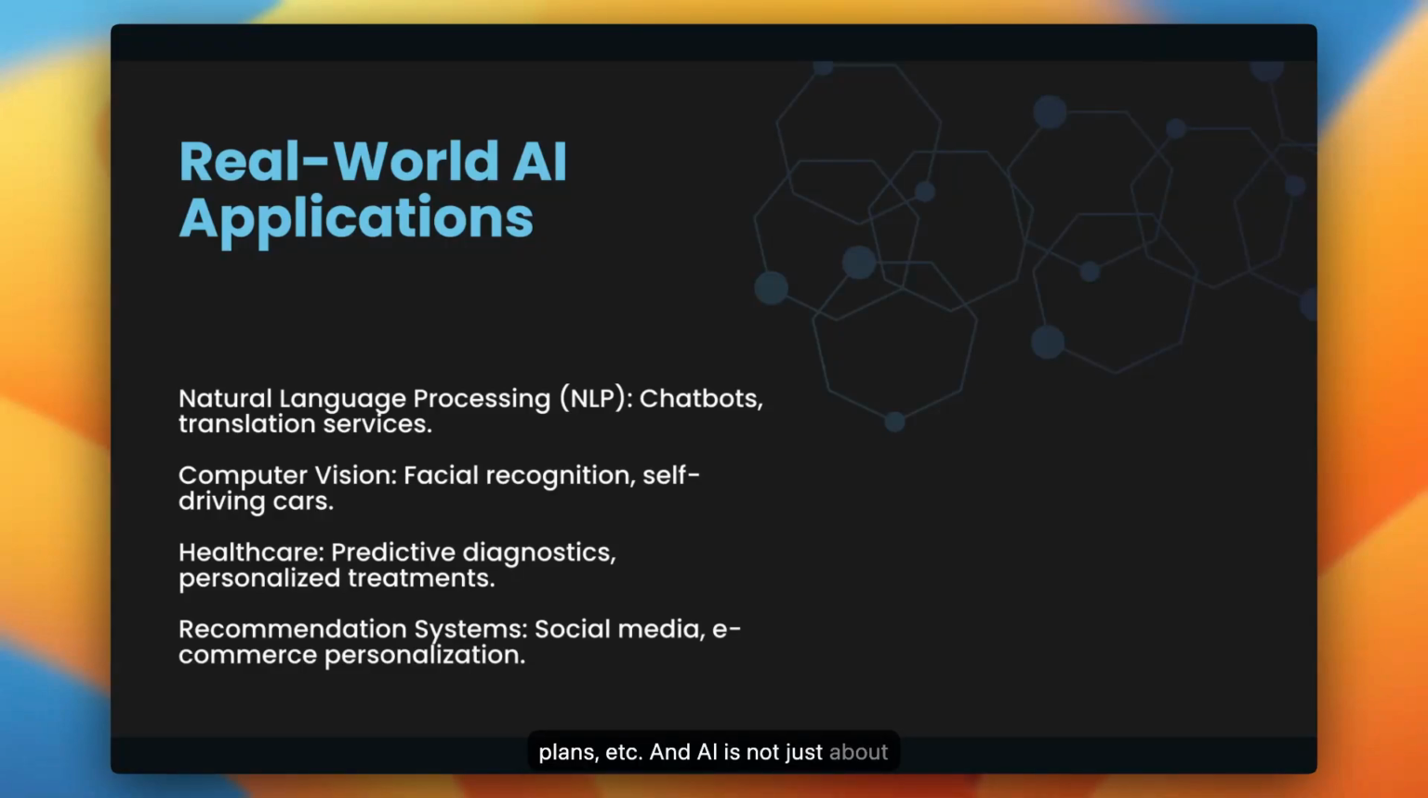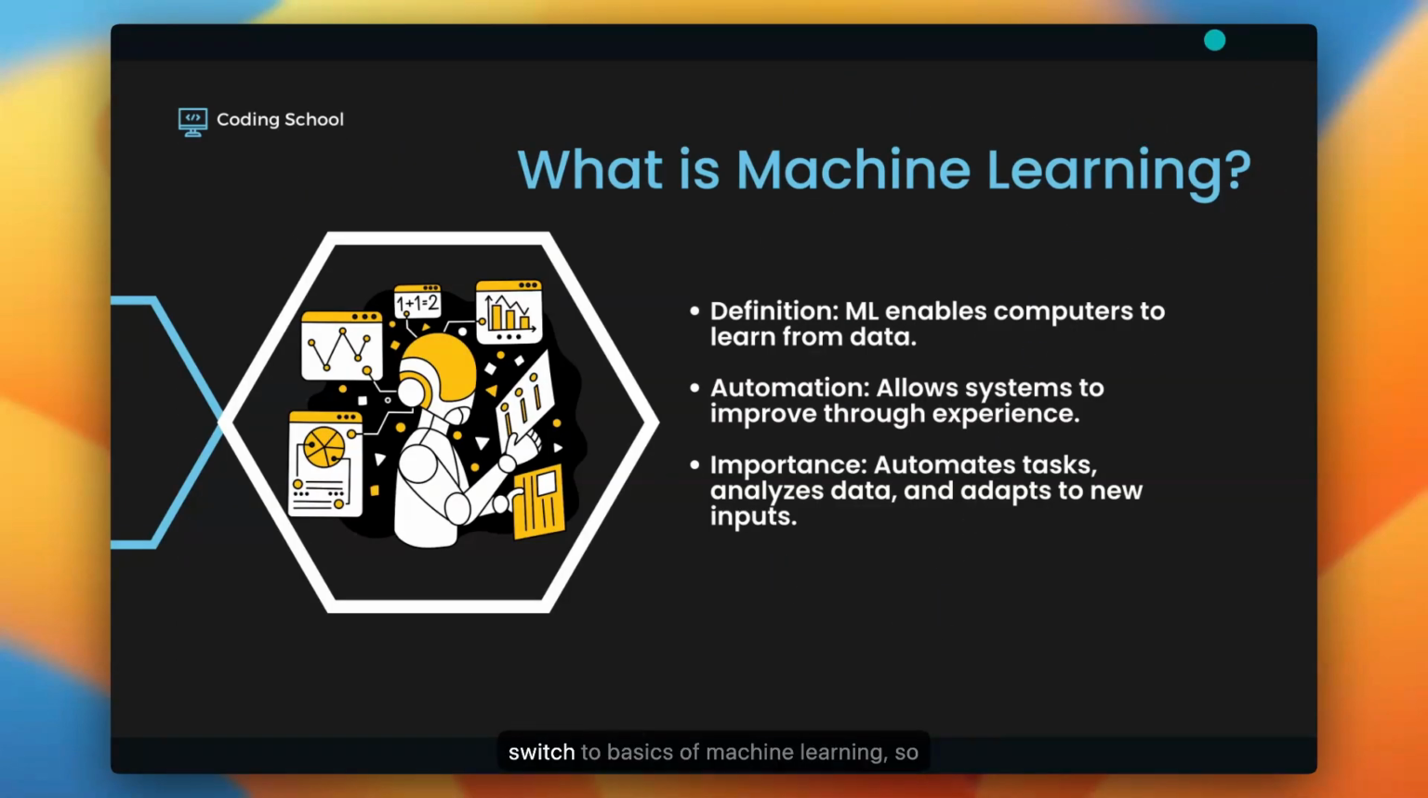And AI is not just about robots or futuristic technologies. It's about making machines smarter to solve complex problems and improve efficiency overall. Now we're going to switch to basics of machine learning. So let's focus on that now.